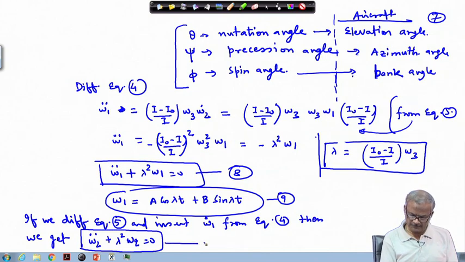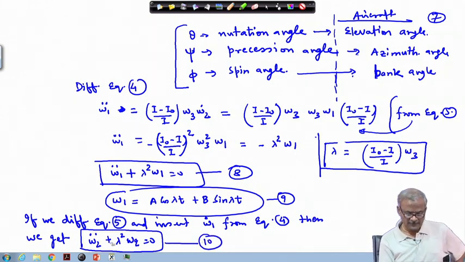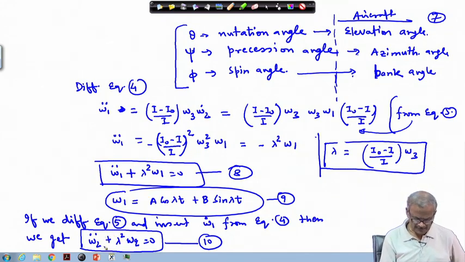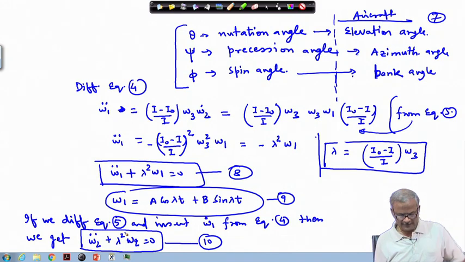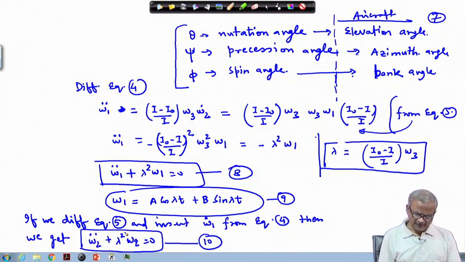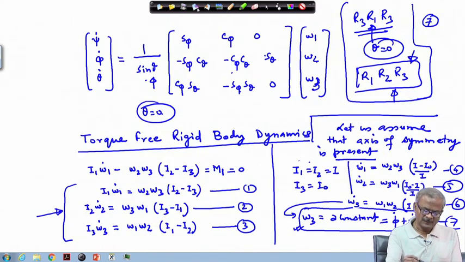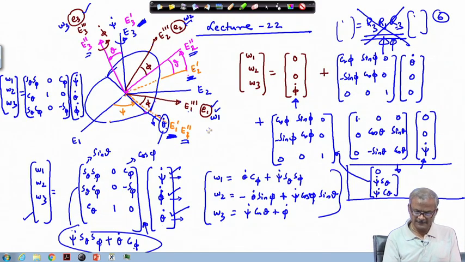So, this is also the equation of simple harmonic motion. It says that omega 1 and omega 2 are harmonic in nature, oscillatory, and also we see that omega 1 and omega 2 are perpendicular to each other, because they are along the perpendicular direction. These two are in perpendicular directions to each other.